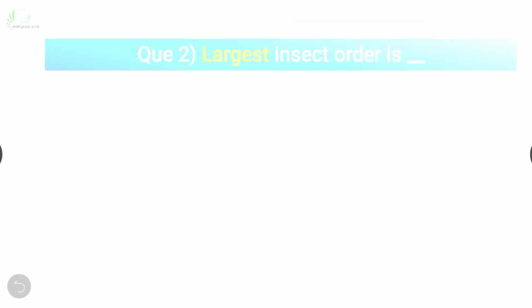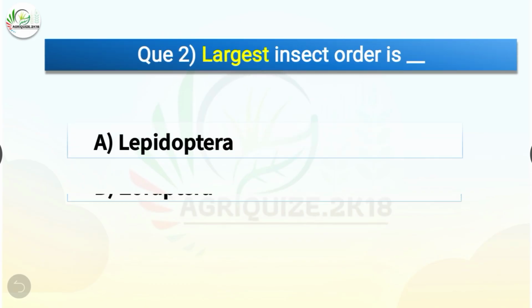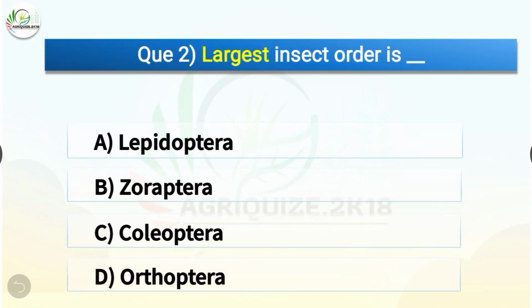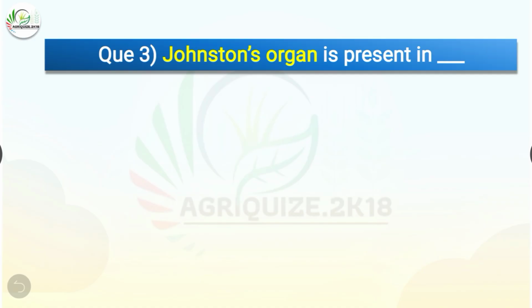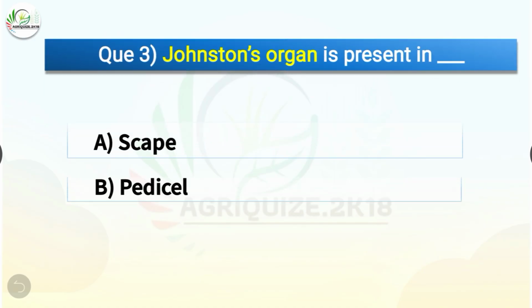Question number 2, largest insect order is dash. The options are Lepidoptera, Zoroptera, Coleoptera, or Orthoptera. The correct answer is option C, Coleoptera. So largest insect order is Coleoptera, whereas the second largest insect order is Lepidoptera and the smallest insect order is Zoroptera.